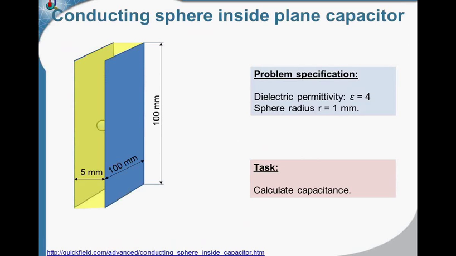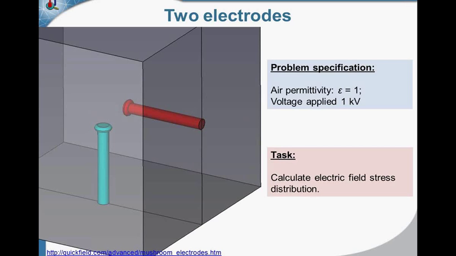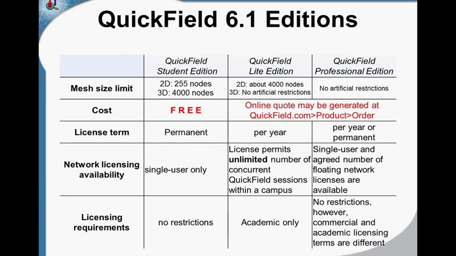And later today my colleague will show you several examples, including a conducting sphere inside a plane capacitor, like an air inclusion in the capacitor, a bushing insulator with corrugated surface, two mushroom-shaped electrodes, and arcing horns. As you see, these are very complicated three-dimensional geometries, and now it is possible to run electrostatic analysis on these configurations.